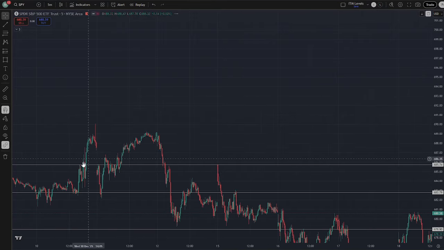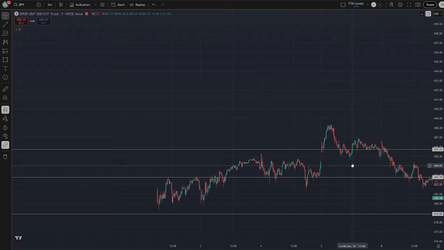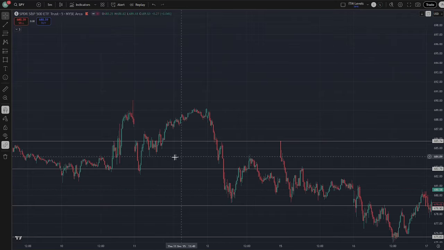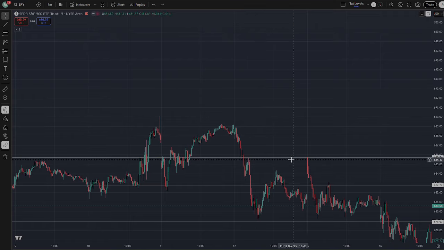I'm gonna scroll back a little bit just to see what it was doing over here. Right here, it just looked like straight chop around our key pivot. This one's 73, open 72, open 76, 76.